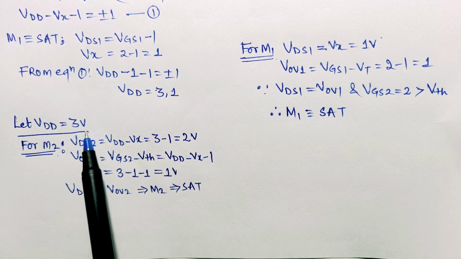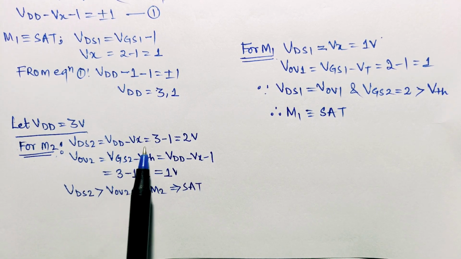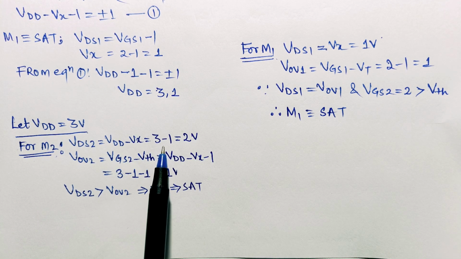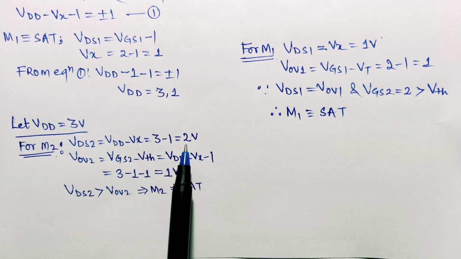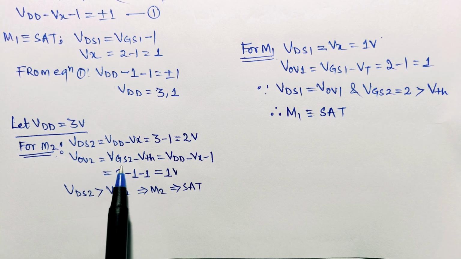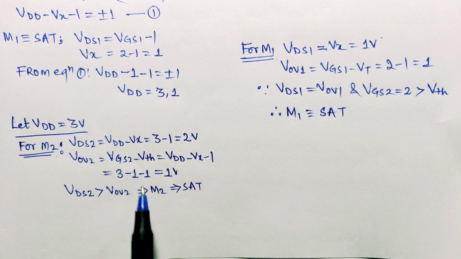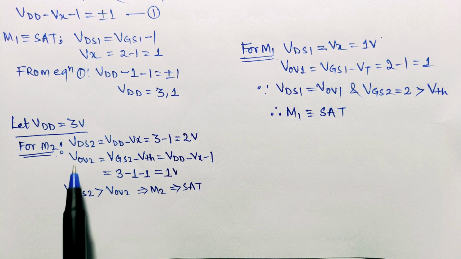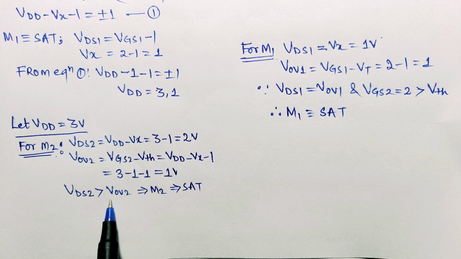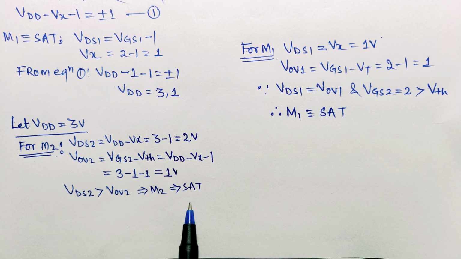Let's assume VDD is equal to 3 volt. Then for M2 we can write VDS2 is equal to VDD minus Vx. This VDD is equal to 3 volt and minus Vx we have calculated as 1 volt, so it will be equal to 2 volt. And the overdrive voltage will be equal to VGS2 minus VT. VGS2 can be written as VDD minus Vx, minus 1, as we have seen above. Then the overdrive voltage will be equal to 1 volt. Here we can see that VDS2, calculated as 2 volt, is greater than the overdrive voltage, calculated as 1 volt. So at this value of 3 volt of VDD, M2 will work in saturation region.